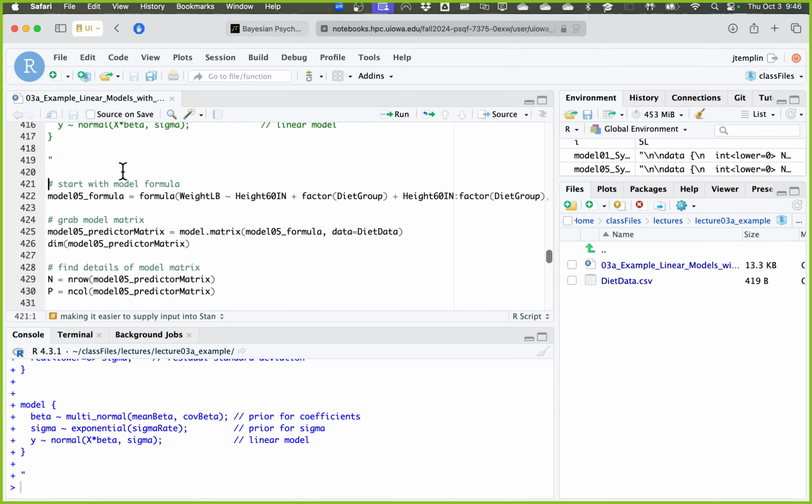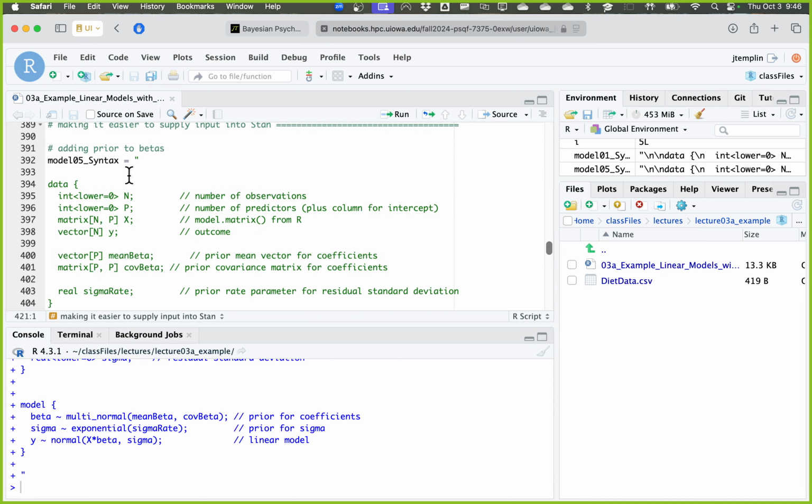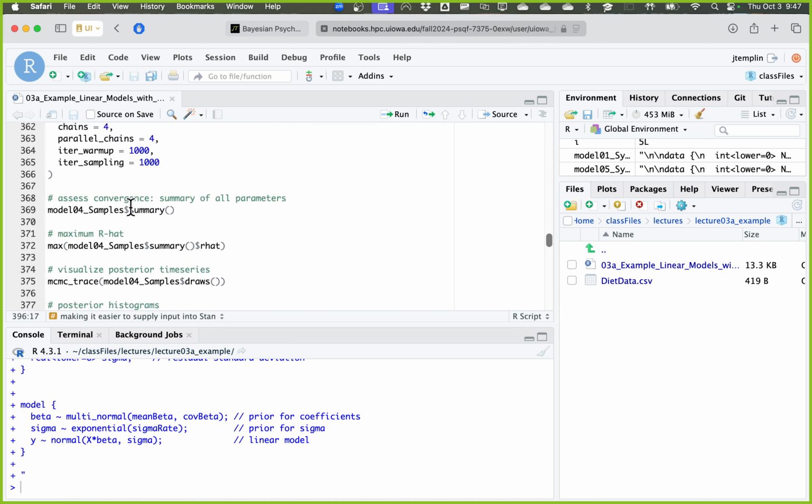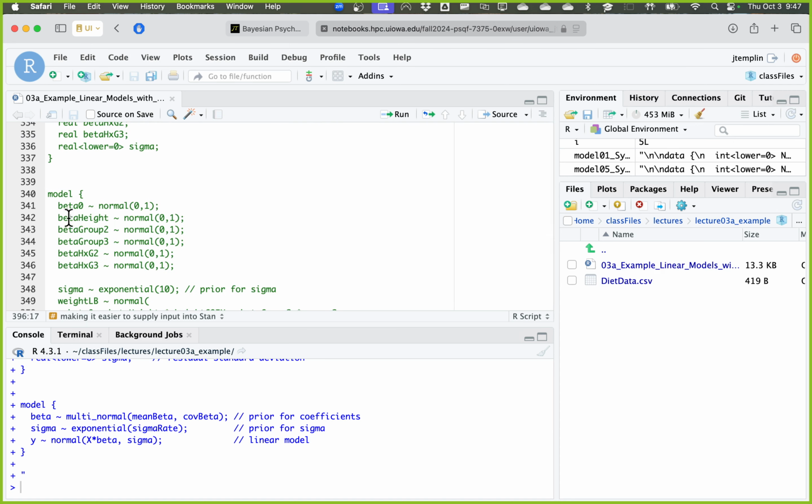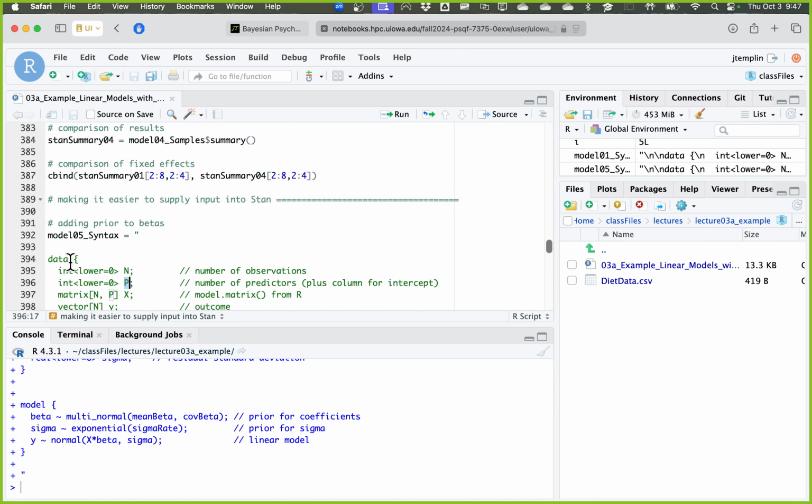So the first thing we need to think about: we know what n is, right? That's just the number of rows in our data set. That's the number of people we have. The number of predictors, we can count. In fact, we can go to our previous model and count those. We have 1, 2, 3, 4, 5, 6 coefficients for p. So we know what those are.